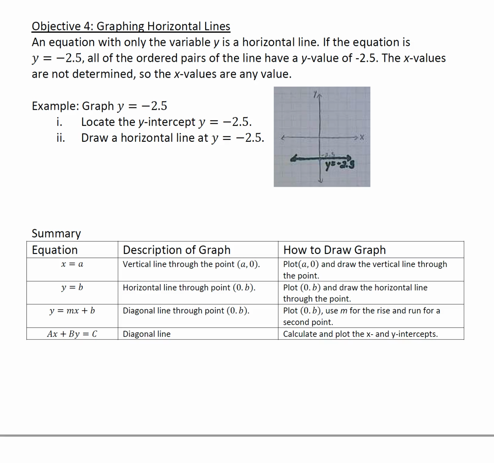Now to graph y equals negative 2.5. First, on the y-axis, I locate the y-intercept of negative 2.5. I usually put a point there. Then I draw a horizontal line. All the ordered pairs on that horizontal line have a y value of negative 2.5. The x values, well, there's a large variety of those x values in all the ordered pairs that have a y value of negative 2.5.